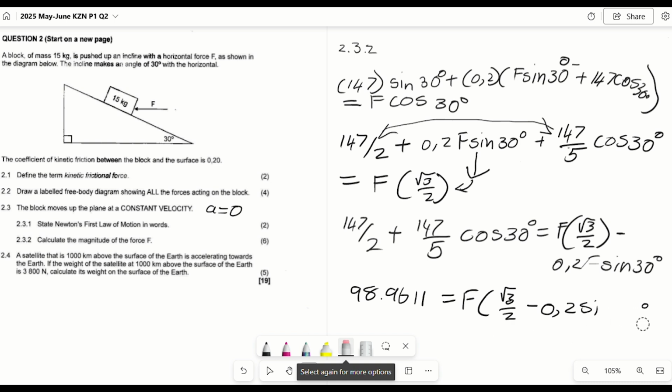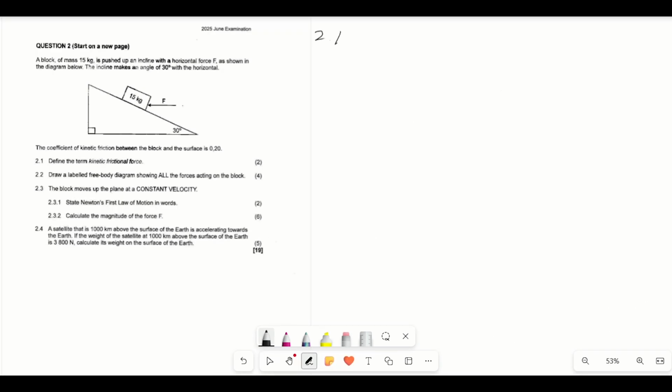2.4. Now let's go to question 2.4, which says a satellite is 1,000 kilometers above the surface of the Earth. It says a satellite that is 1,000 kilometers above the surface of the Earth is accelerating towards the Earth. The weight of the satellite at 1,000 kilometers above the surface of the Earth is 3,800 newtons. Calculate its weight on the surface of the Earth.